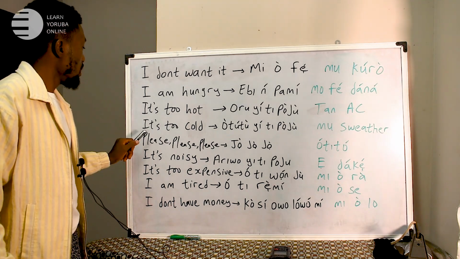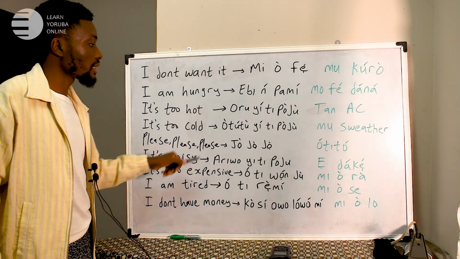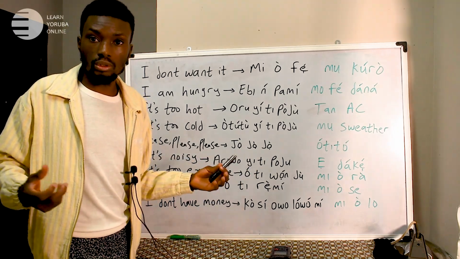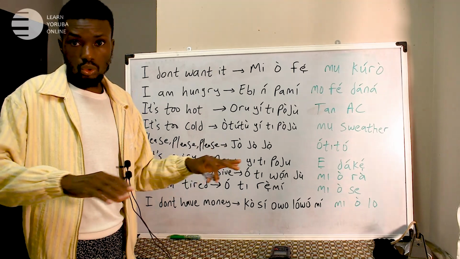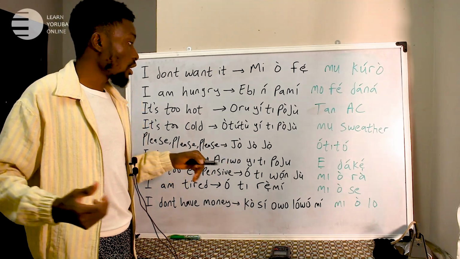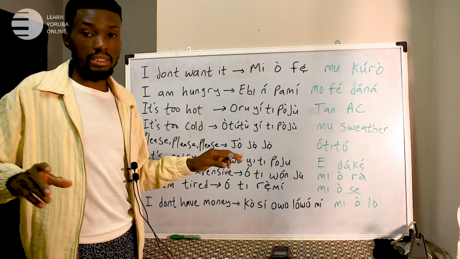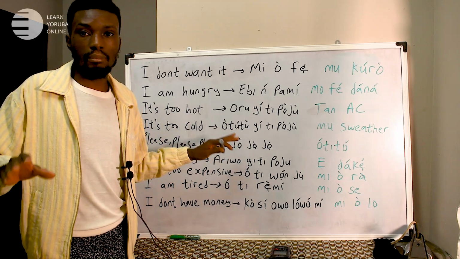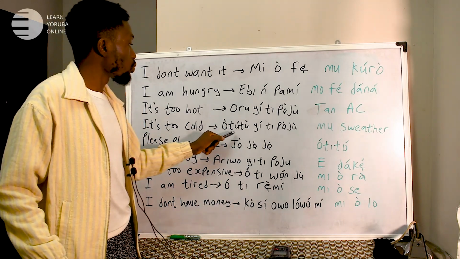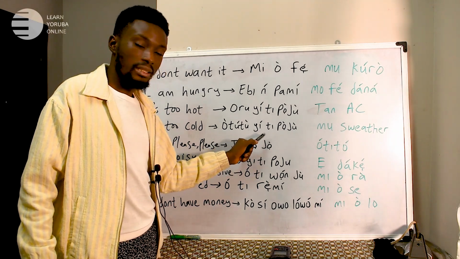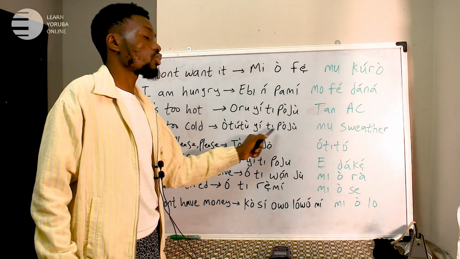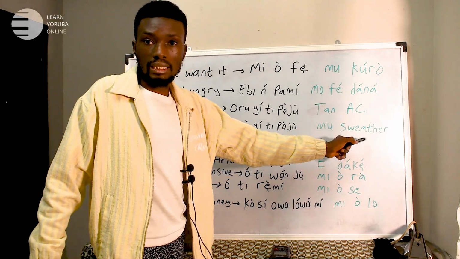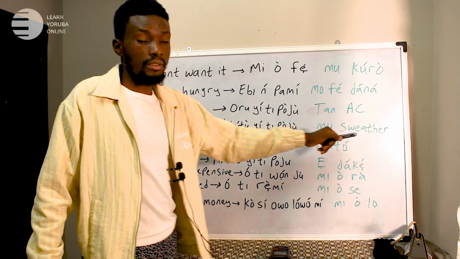So we also have it's too cold. It's too cold. Cold in Yoruba is tutu. So when you say otutu, that is cold. You know, there's a difference between cold when something is cold or cold when someone is catching cold. But in Yoruba, we have different words for it. Tutu is just for something to be cold. But otutu, this is talking about weather. So it's too cold. Otutu yi ti poju. That is, this cold is too much. Poju means too much. And you can now add mu sweater. Mu sweater, that is take a sweater. So that is for that.